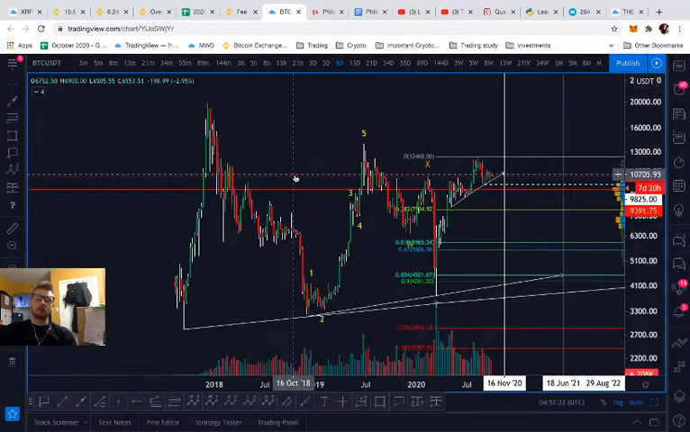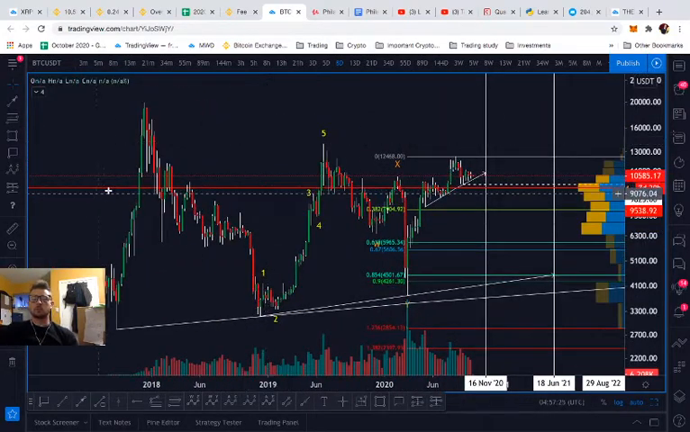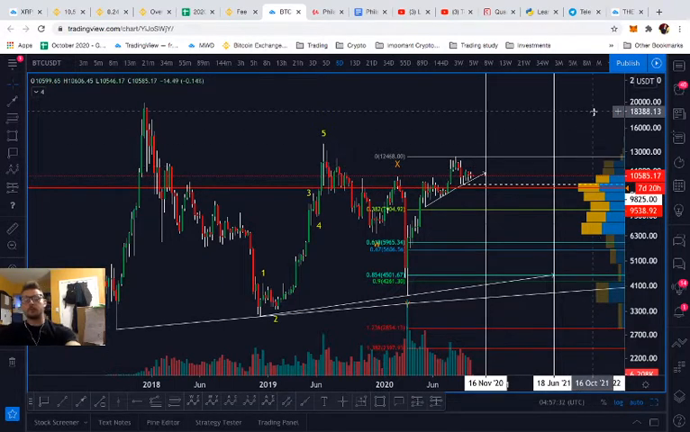And one thing that I'll point out, I love this indicator so much, the volume profile, because it works very well. It's sitting at 9,600, so just under 9,600, 9,540.